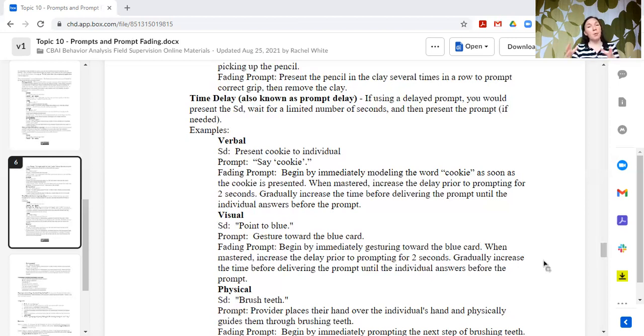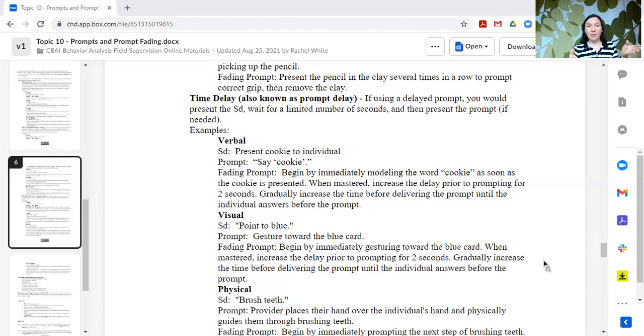It just requires a little bit more oversight or a little bit more training and practice to make sure that people are fading at the same pace, and that we're all using the same type of time delay. Now, time delay is not, I'm going to give the SD, I'm going to wait to see if the learner does it, and then I'm going to prompt, because that is not an antecedent strategy.